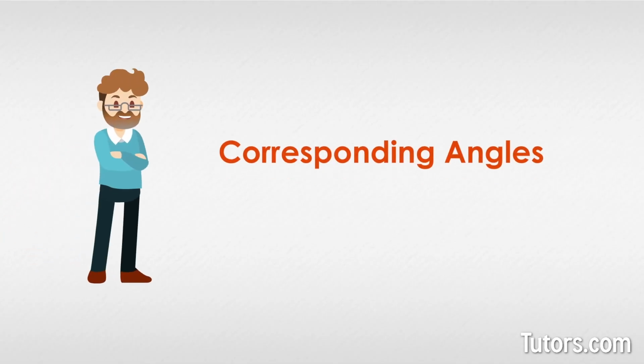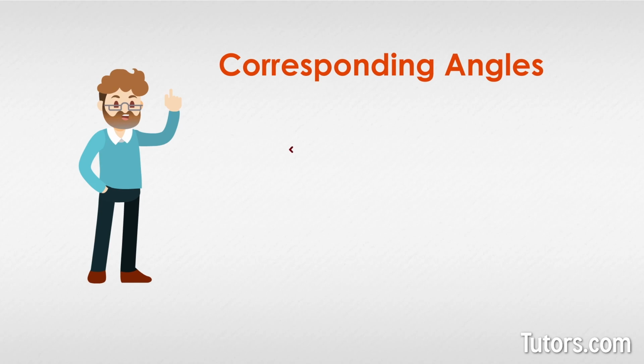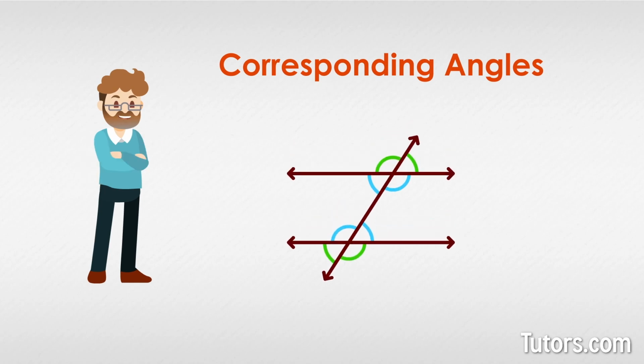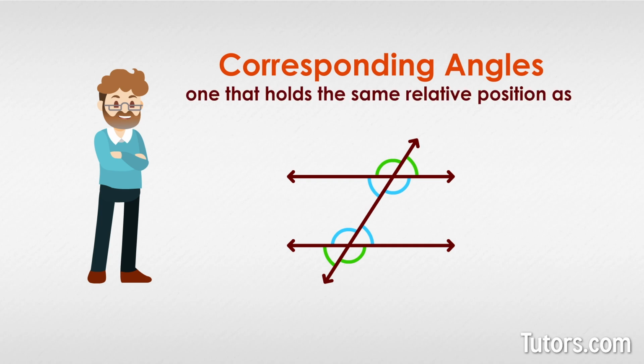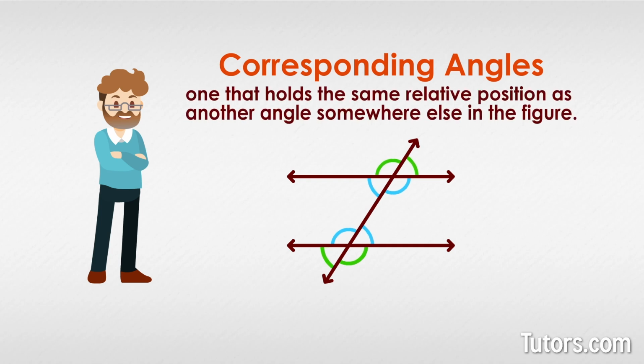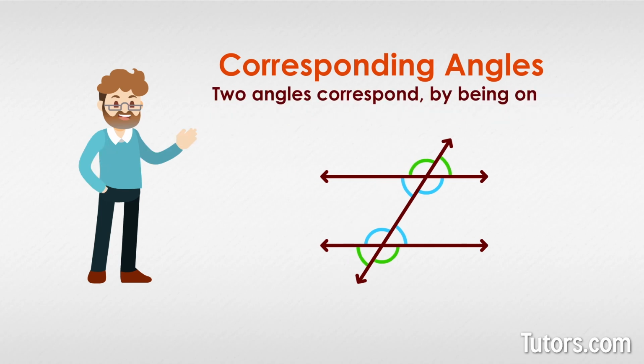Corresponding angles. Corresponding angles in plane geometry are created when transversals cross two lines. A corresponding angle is one that holds the same relative position as another angle somewhere else in the figure. Two angles correspond or relate to each other by being on the same side of the transversal.